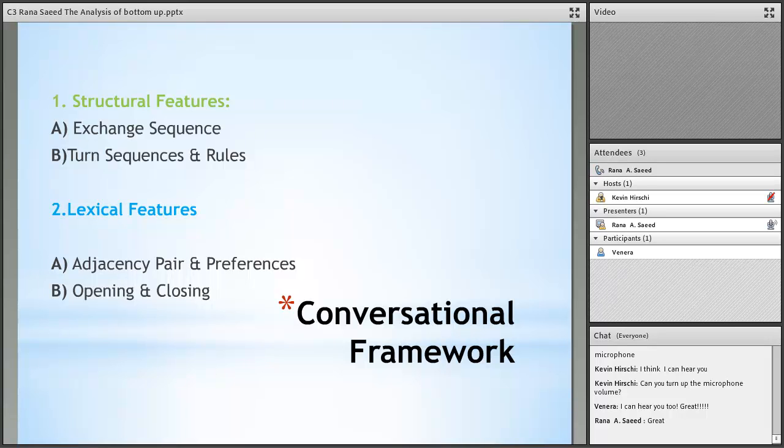Now, these situational dialogues have two basic features: the structural features and the lexical features. The structural features focus mainly on the exchange sequence and the turn sequence. So it focuses mainly on the format or the structural part of these situational dialogues. The second set of features is the lexical features. Now, this one puts more emphasis on the semantic aspect, on the meaning.